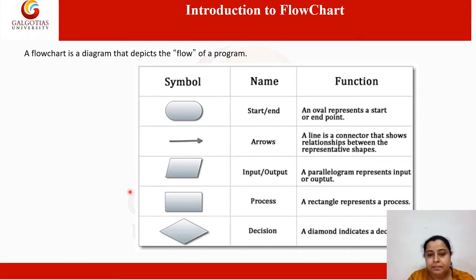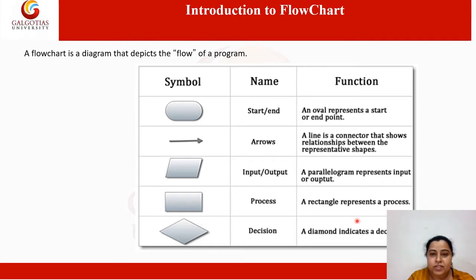Next is the rectangle. It's a process. A rectangle represents a process. And the last one is your diamond, and a diamond indicates a decision. So wherever you see a diamond, that basically indicates a decision.